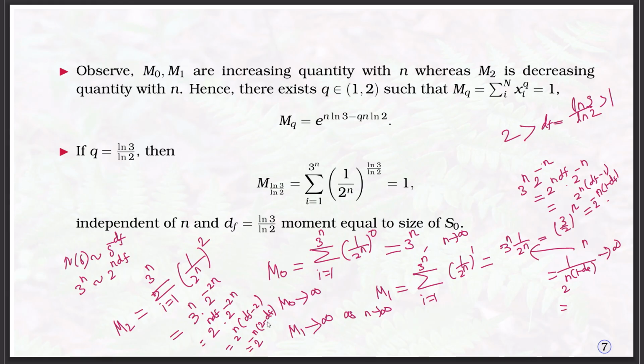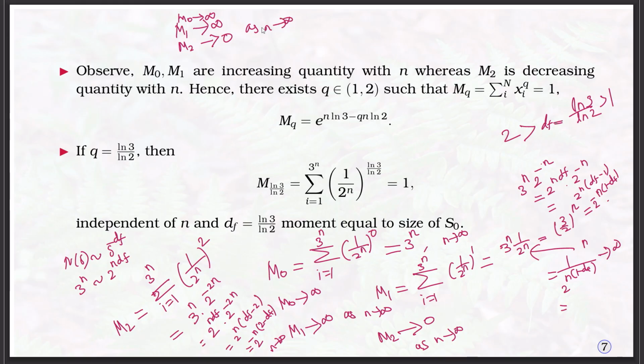Now this value is less than 1, therefore if n tends to infinity, this quantity goes to 0. That means m2 goes to 0 as n tends to infinity. So one can observe that m0 goes to infinity and m2 goes to 0 as n tends to infinity.